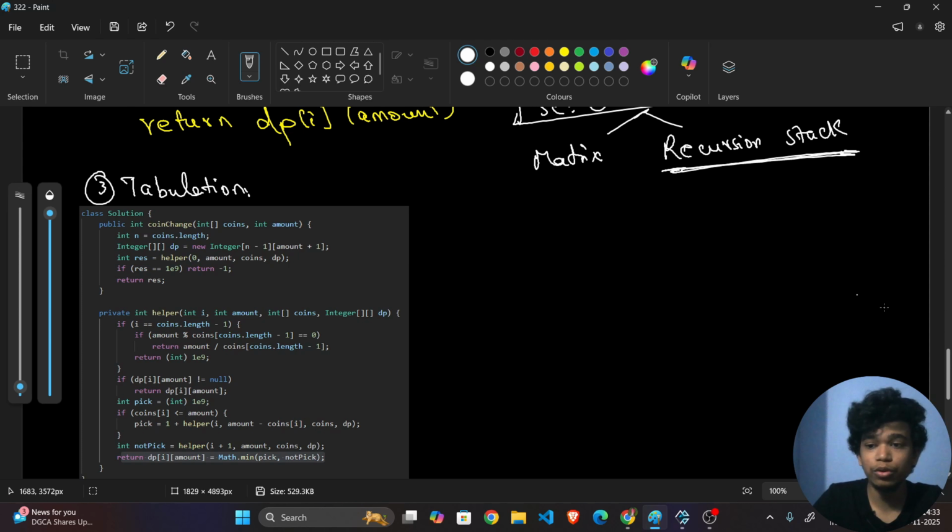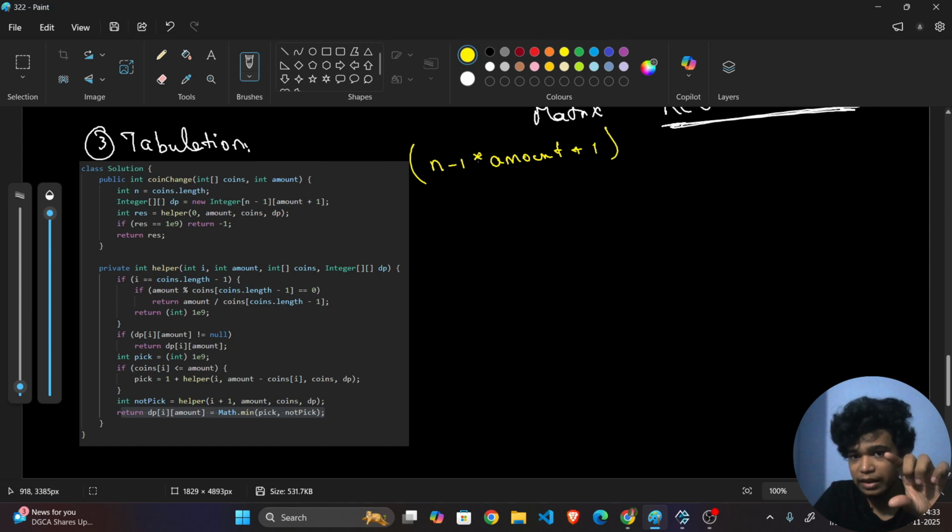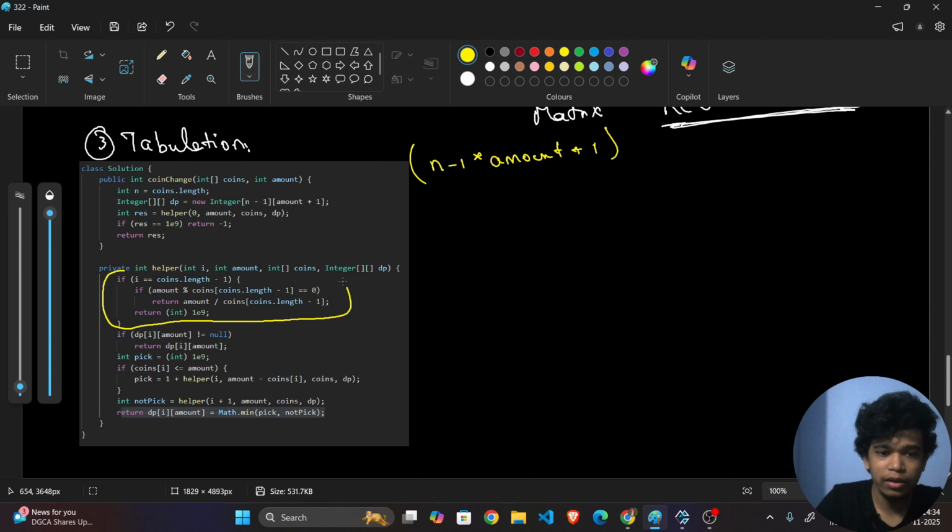Okay, so here also we want to do some set of rules. So first of all, what is going to be our matrix dimension? It is going to be n minus 1 cross amount plus 1, right? So this is going to be a matrix dimension. Now I want to just slightly update this using the base condition. So see here, what is the base condition? So base condition here is if my coin's length minus 1 is equal to my index, then what should I do? I am doing some set of operations, right? So here by saying this, my i should be equal to coin.length minus 1, which means n minus 1. But now, this is our matrix.